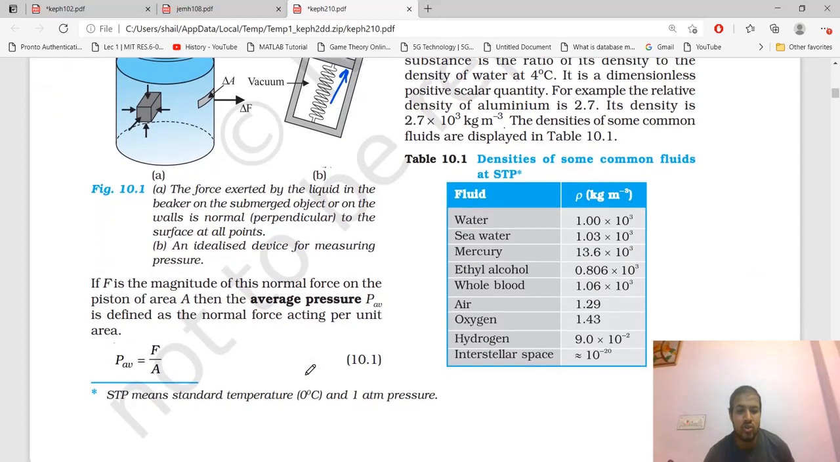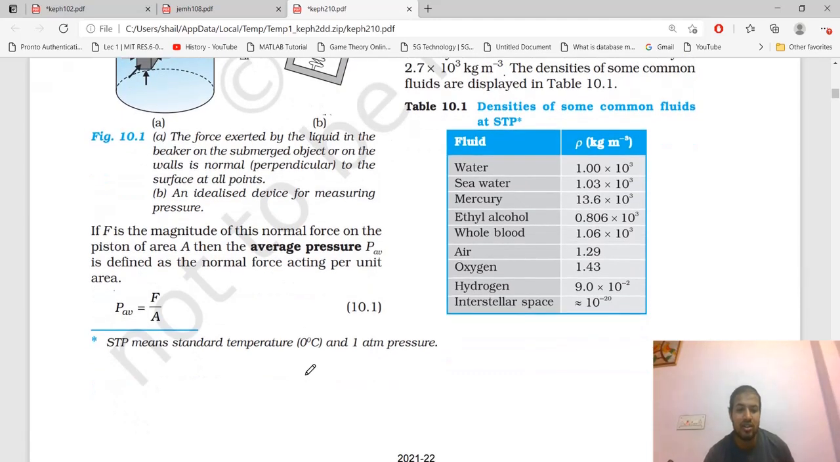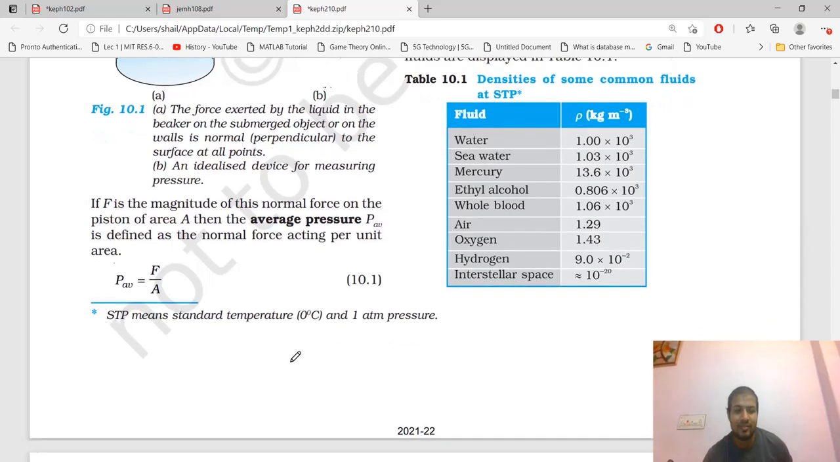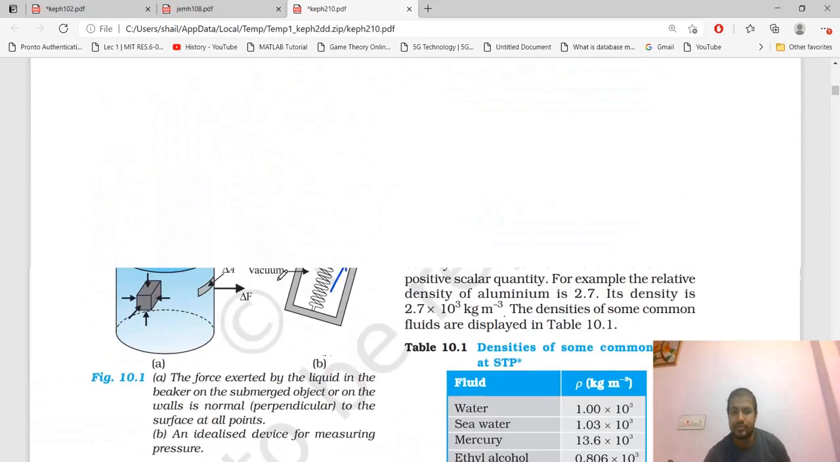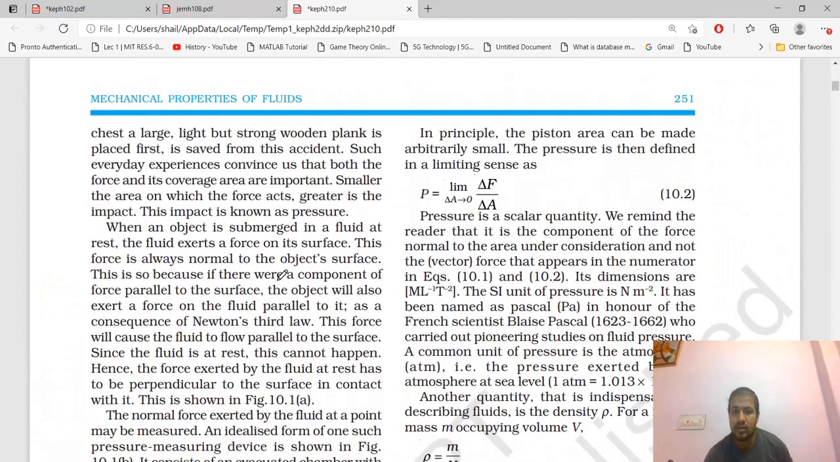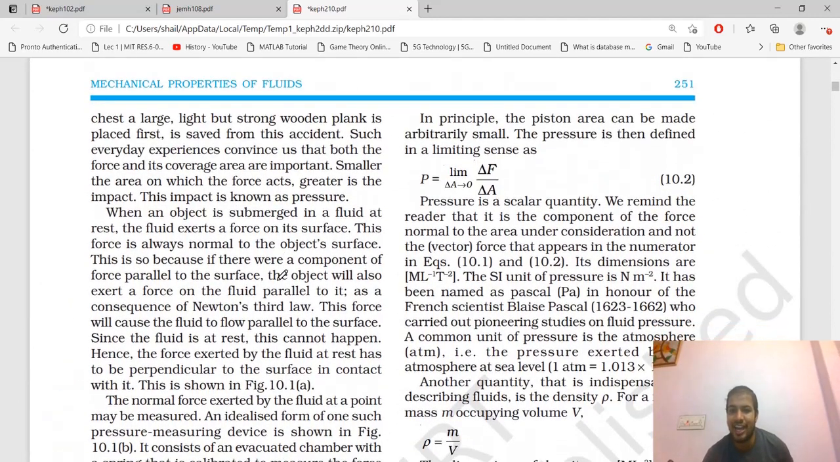If F is the magnitude of this normal force on the piston of area A, then average pressure P average is defined as the normal force acting per unit area. P average equals F by A. Now in principle, the piston area can be made arbitrarily small. The pressure is then defined in a limiting sense as P equals limit delta F by delta A, as delta A tends to 0.